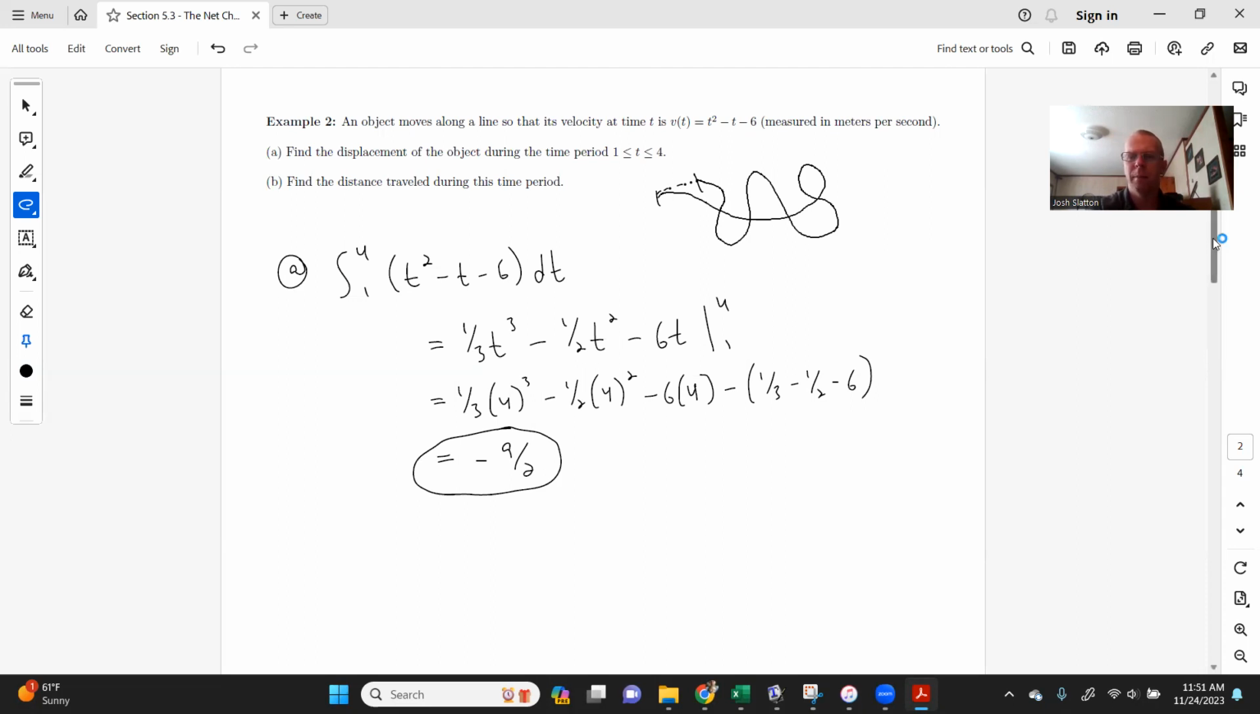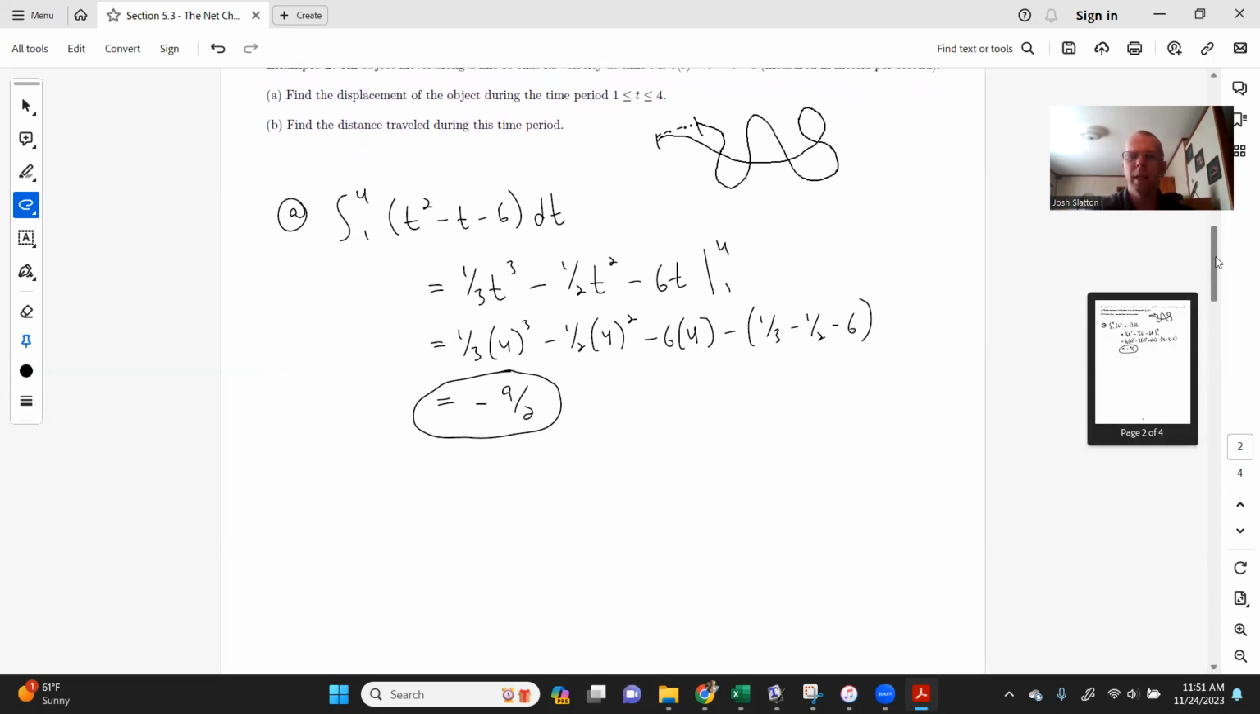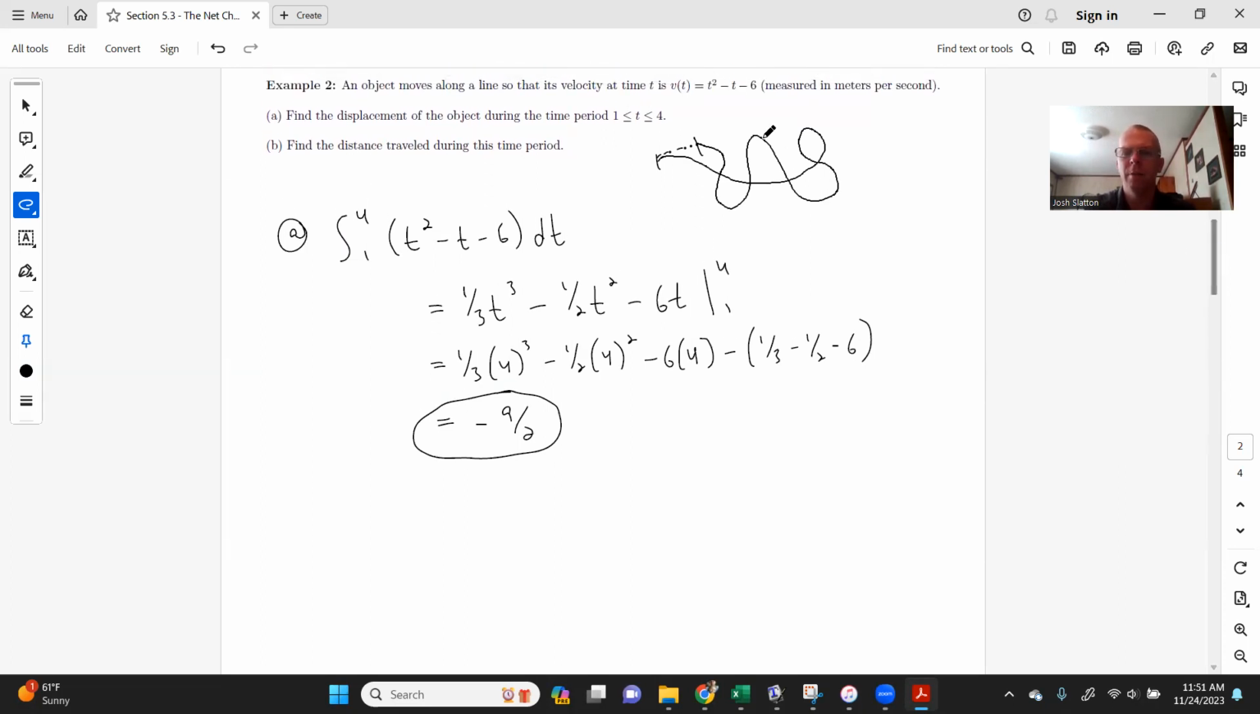Distance is slightly more involved because now we have to consider changing directions. So if we look at the velocity function, we need to figure out where we are changing directions. This is the derivative of the function that we want. If we started with the position function and took the derivative, we'd get the velocity function. So we need to figure out when that position function is changing direction. So we need to set the velocity equal to 0 and get the critical values.